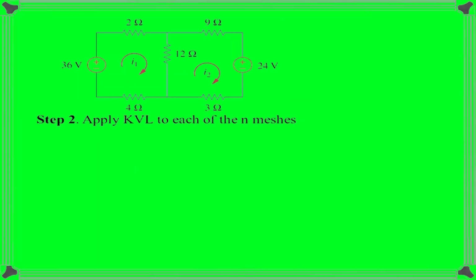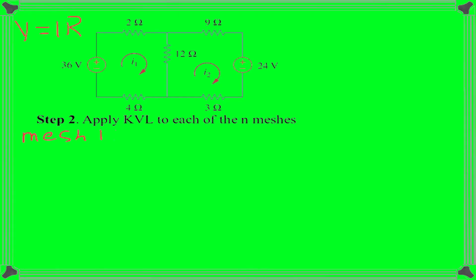The second step is to apply KVL to each mesh. Because KVL is the sum of all voltages, we need to find the voltage across each resistor, across each element. So we'll be using Ohm's law, which states that voltage V equals IR, current times resistance. So let's start straight with the equation. So for mesh 1, I'll start with the 2 ohm resistor.